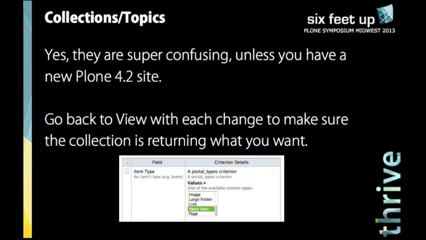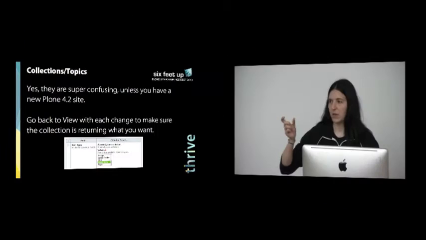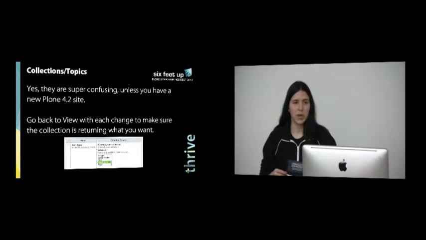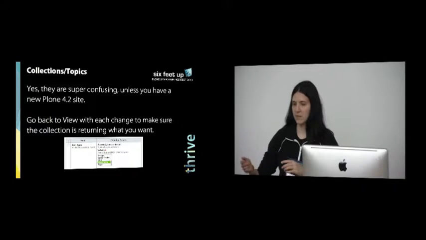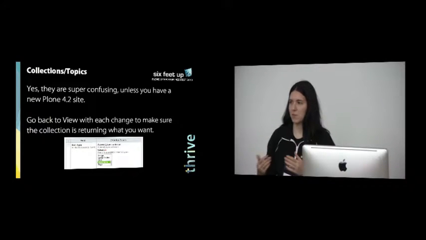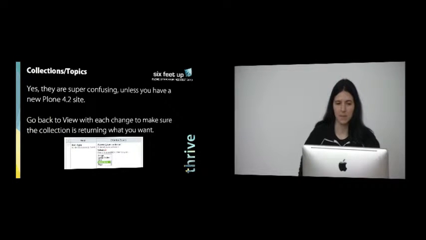Okay, collections and topics. Yes, they can be very super confusing unless you are running a new Plone 4.2 site. They were upgraded and are much easier to manage now. But what I recommend when you're creating a new collection is you have the View tab where you can actually see what the collection is returning, and then you have the Criteria tab. Generally what I do is I go to the Criteria tab, I add one criteria, go back to View and make sure it's displaying what I want, then go back to Criteria, add the next one, and just go back and forth to make sure it's showing me what I want to see.